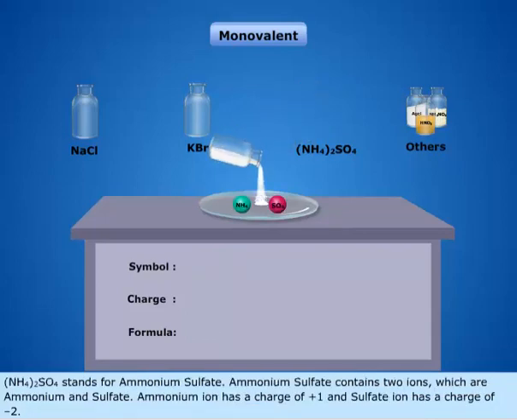(NH4)2SO4 stands for ammonium sulfate. Ammonium sulfate contains two ions, which are ammonium and sulfate. Ammonium ion has a charge of +1, and sulfate ion has a charge of -2.